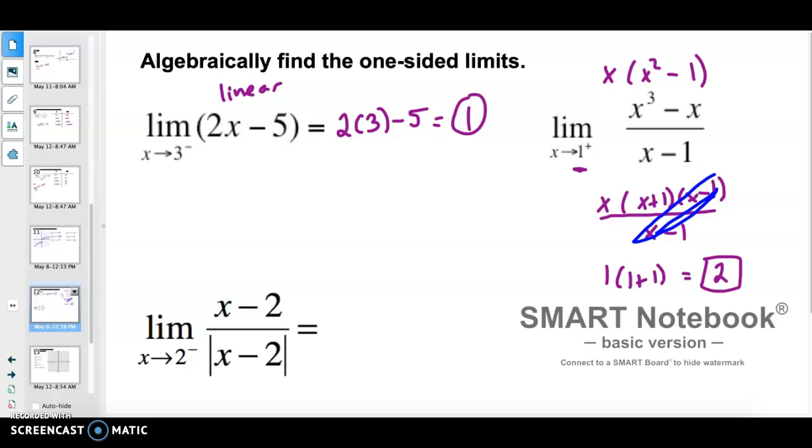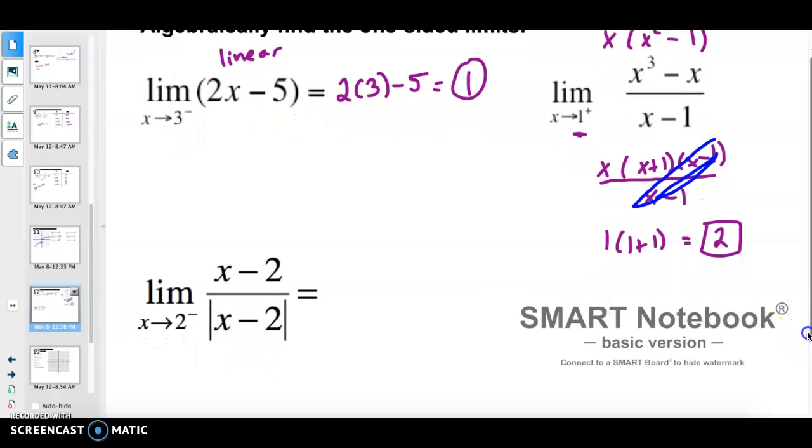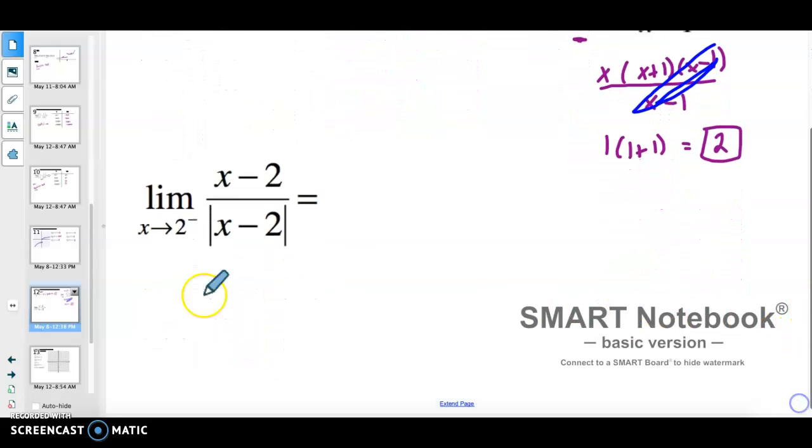Finally, the special one that really matters for the left and the right is going to be when we have absolute values. So absolute values are a little bit different. So here we have to think about as x approaches 2 from the left. I'm just going to show you both ways. So when x is greater than 2, those are values that are to the right of 2. And when x is less than 2, those are numbers that are to the left of 2.